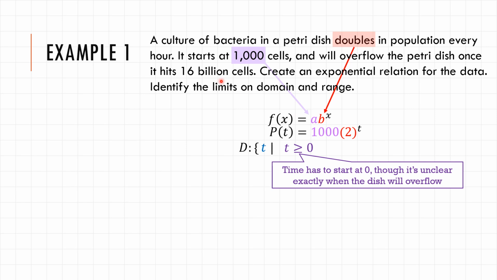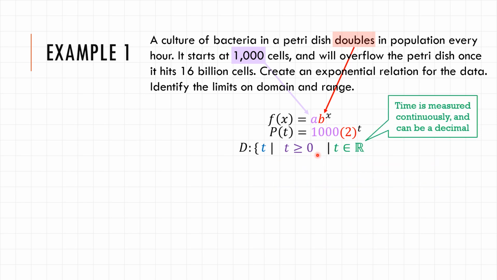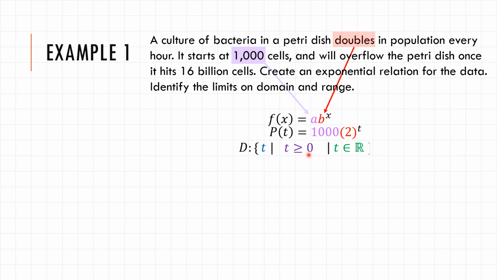I think there will. At some point, the dish might overflow, but we don't actually know when that is going to happen just yet. We haven't solved for that. So I'm just going to leave it the way it is now. For sure, I know at least that I can't have negative numbers for time. But time is measured continuously, and it could be a decimal, it could be an irrational number, and therefore we can say that time is any real number as long as it's bigger than or equal to 0.